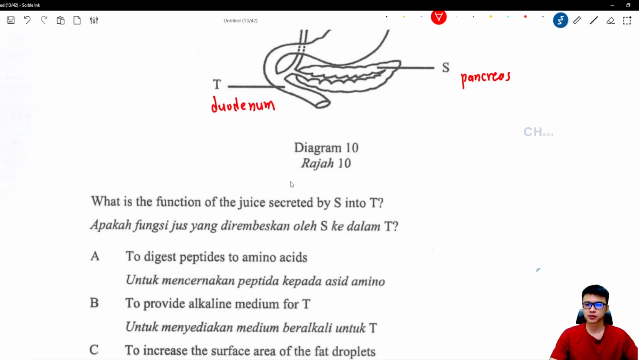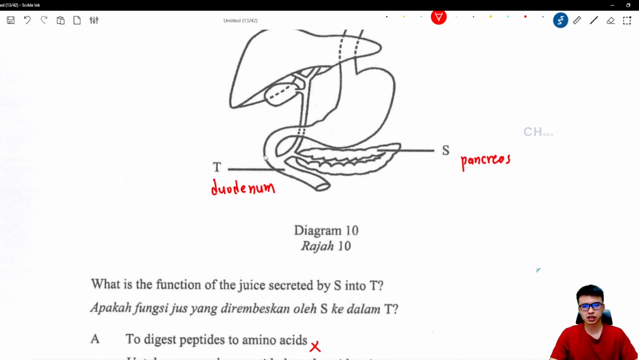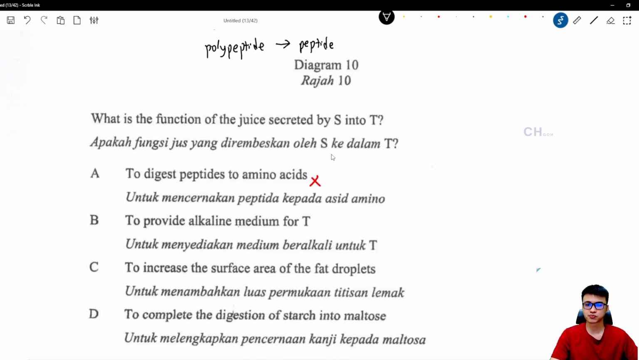Okay, pancreatic juice. Now, what is the function of the juice? To digest the peptide to amino acid. This is not the job of the pancreatic trypsin. Peptide to amino acid, this digestion happens in the small intestines. So what is the digestion that happens in the duodenum? It will be polypeptide into peptides. So this is the reaction that happens in the duodenum. So A is definitely not the answer.